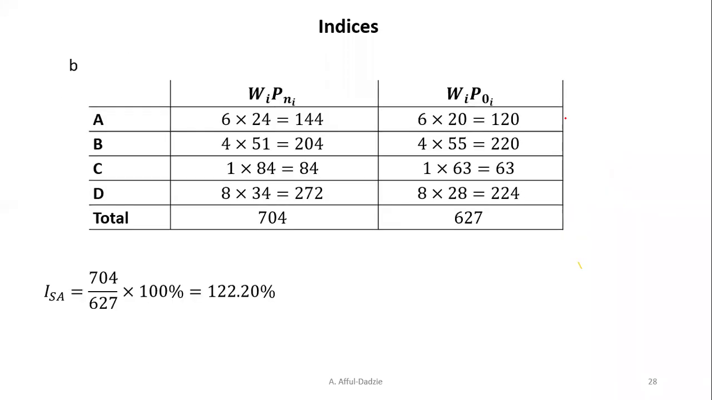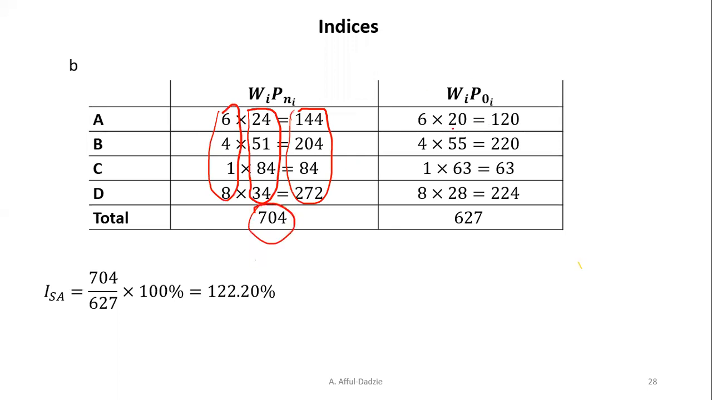All right, so here we multiply 6 by 24, then 4 times 51, 1 times 84, 8 times. So these are the weights, and these are their respective Pn values: 24, 51, 84, 34. You multiply these and you get these values. When we sum these values, we have 704.